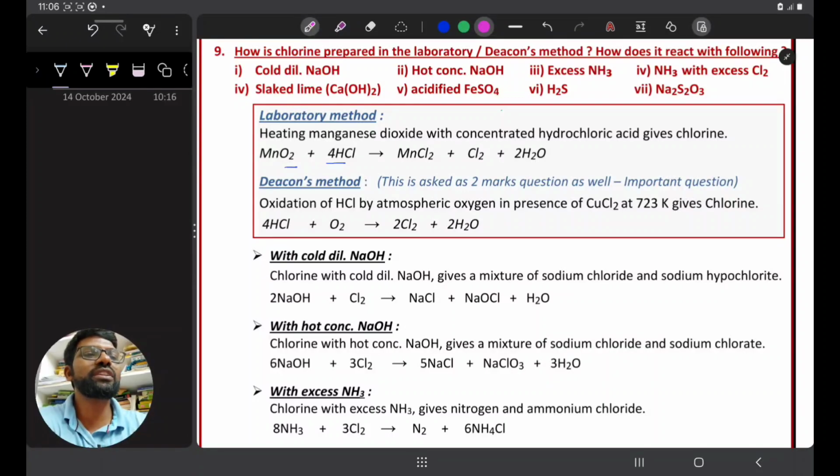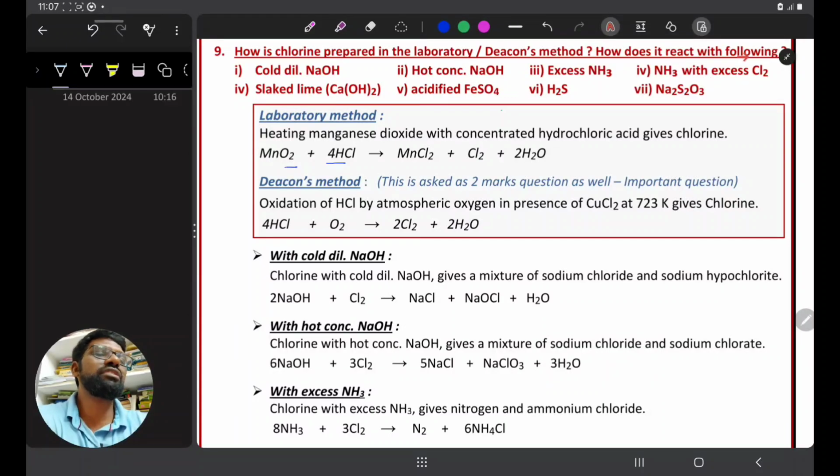But in the chlorine preparation, there are two parts actually. That is the laboratory method, preparation of chlorine in the laboratory, or Deacon's method, and the second one is the industrial method, that is Nelson cell method or electrolytic method. The Nelson cell method we will discuss separately. The chemical reactions of chlorine, all the important chemical reactions, we discuss in this video itself, and the preparation of chlorine by industrial method we will discuss in another video, right? So here see the question: how is chlorine prepared in the laboratory or Deacon's method?